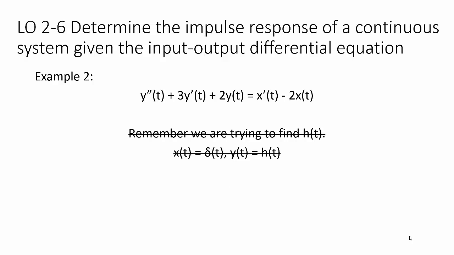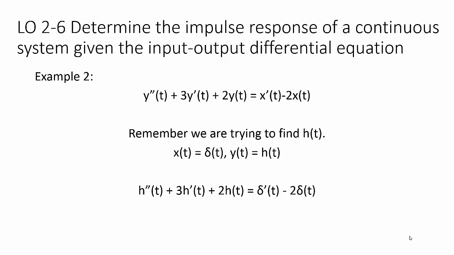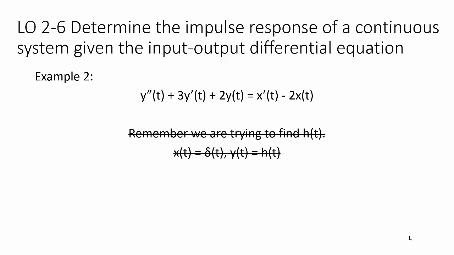Just like the last video, we said that we're going to try doing that, but it's just not going to work because we got that delta prime and that delta on the right-hand side, and we don't know how to do the particular solution for that. So we're not going to try and find the h of t. Last time we said let's try to find the step response. That's where the input is a step function, therefore the output is going to be a step response.